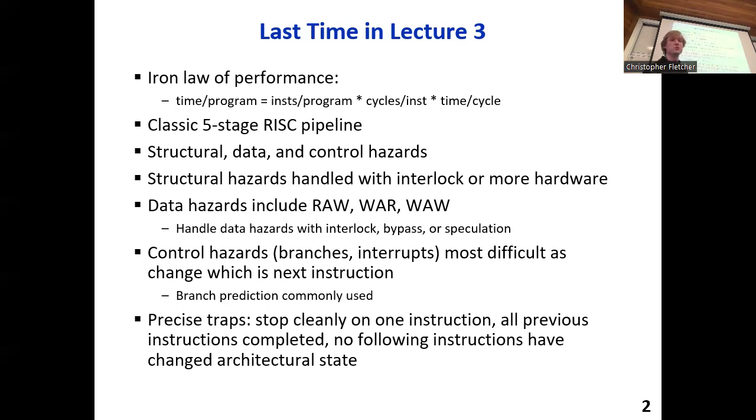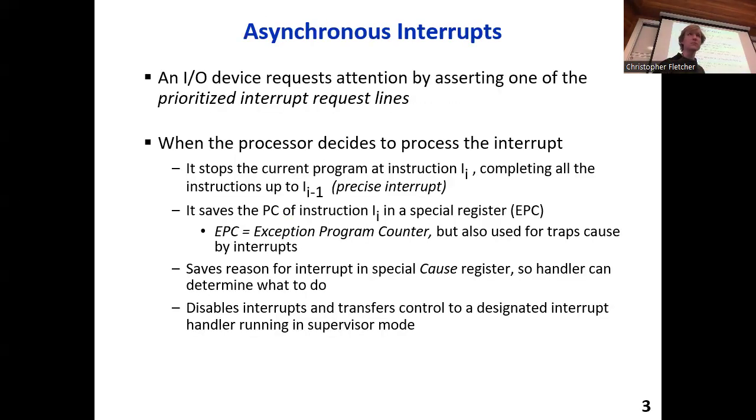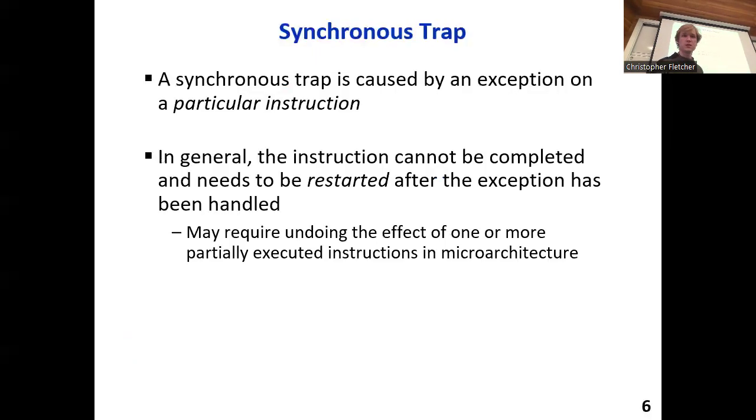So last time in lecture 3, iron law of performance, hazards, up to control hazards and the various different instructions, how we handle them, precise exceptions, interrupts, traps, and the worst security vulnerability ever discovered in processor design. We will not go through traps and all of this again.